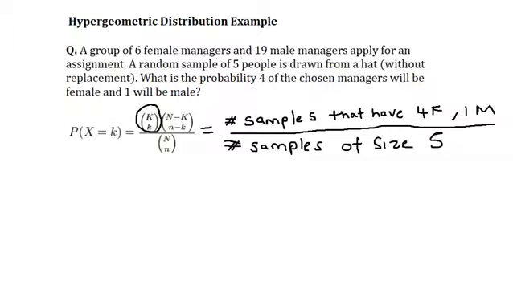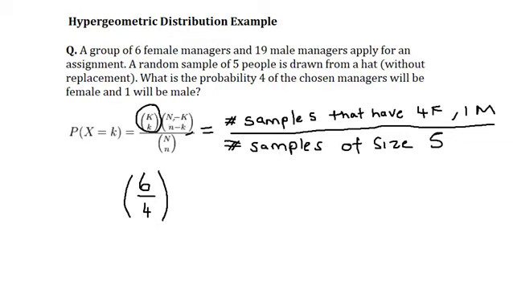What we have here are female managers and male managers. So I'm going to say this first part is females and the second part right here is males. So if K is the number of females in the population, well, we're told we have 6 female managers. And little k is the number we're choosing, so we have 4.